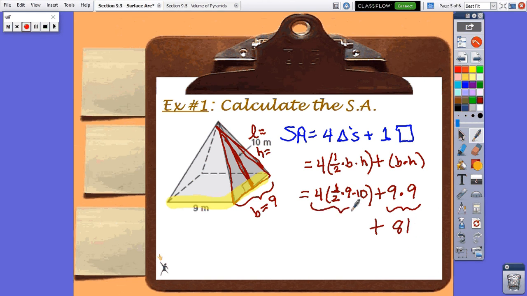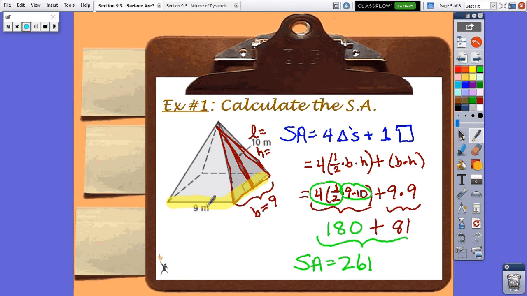And then we can either use our calculator or use some mental math here. So that's 4 times 1/2 times 9 times 10. Keep in mind, you are multiplying all 4 of these values together here. So let's see. 9 times 10, that's 90. And 4 times 1/2 is 2. So we're really taking 2 times 90, which is 180. And so 180 for all 4 triangles plus 81 for the square gives us a total surface area of 261.